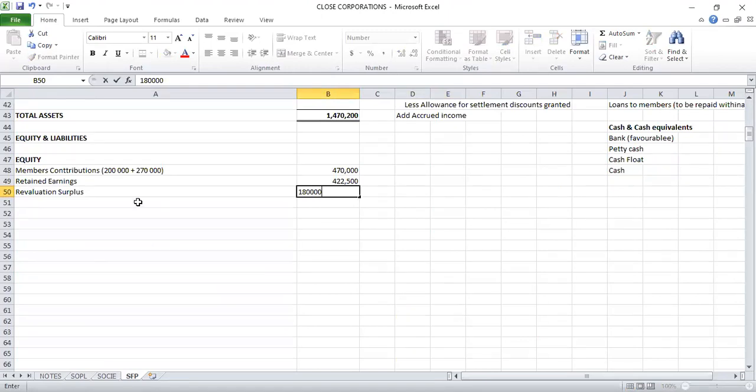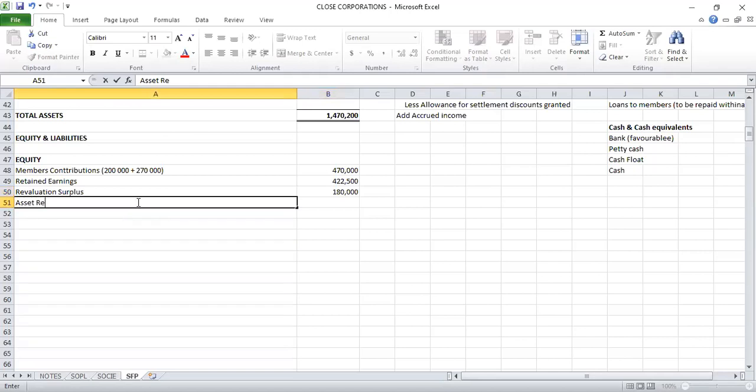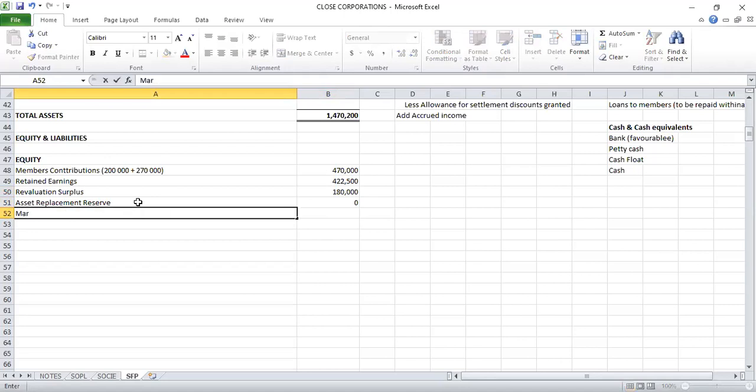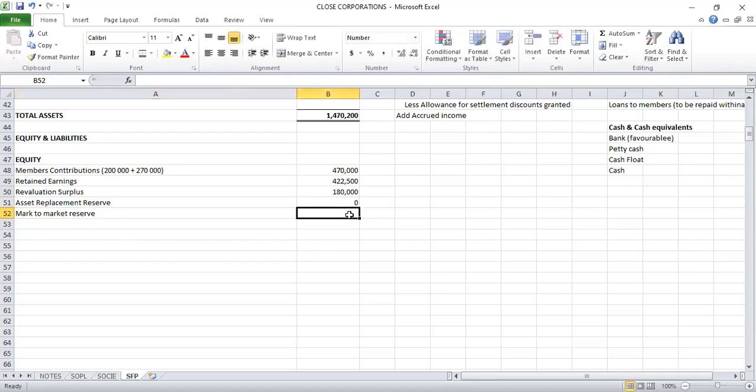That is our equity. The other things that we can have here, we can have asset replacement reserve. If they are keeping a reserve to replace assets in future, we don't have it here. We can also have mark to market. Mark to market is the increase in the value of shares that are for trading. If those shares in Truhus were for trading, that increase of 40,000 was going to go under mark to market. If the shares are for trading, any increase will go under mark to market. So this is our equity in this particular case. Any questions on the equity?